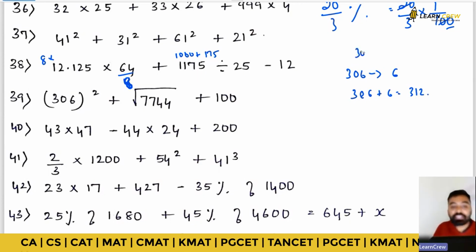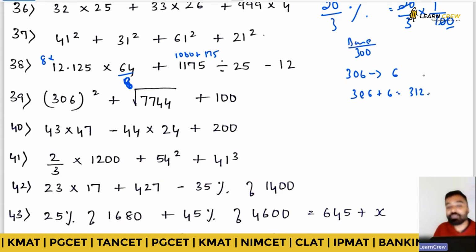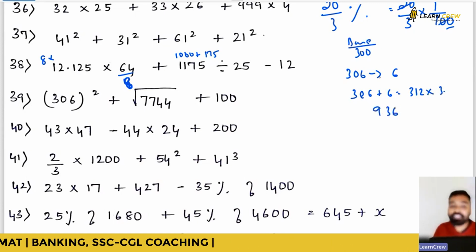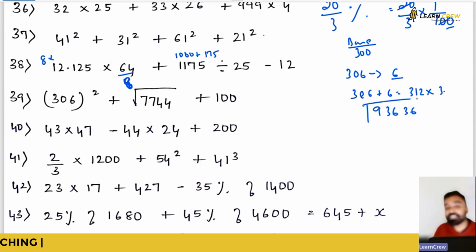The base is 300, right? So you need to multiply it with the multiplying factor of 3. It is going to be 936. And then 6 square is 36. So 93636. Okay, the base is 300.